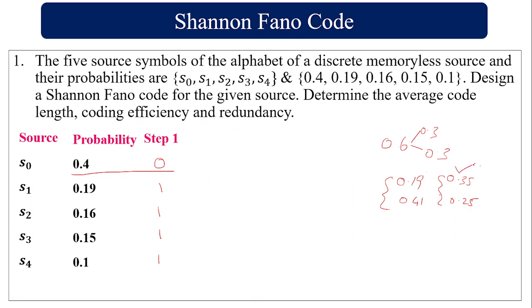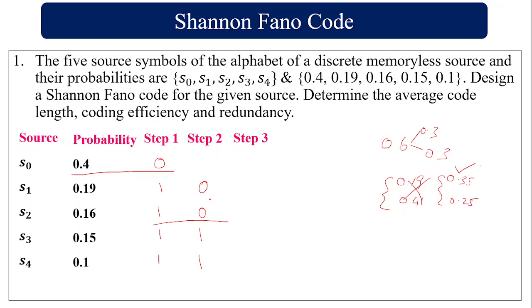So we are going to choose this part. Step 2: I'm going to divide this as 0.35 and 0.25. So the upper part I'm going to give as 0, the lower part is going to be 1. Step 3 is I have to repeat these steps until I have only one value for each and every subdivision. So here I have 2 now.